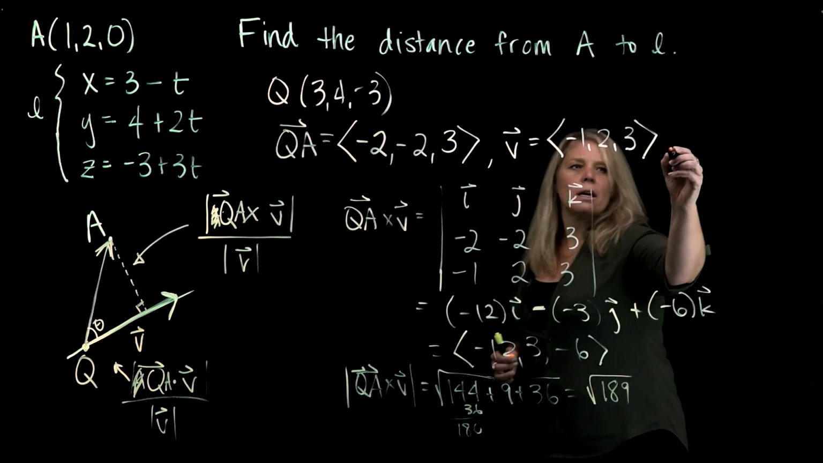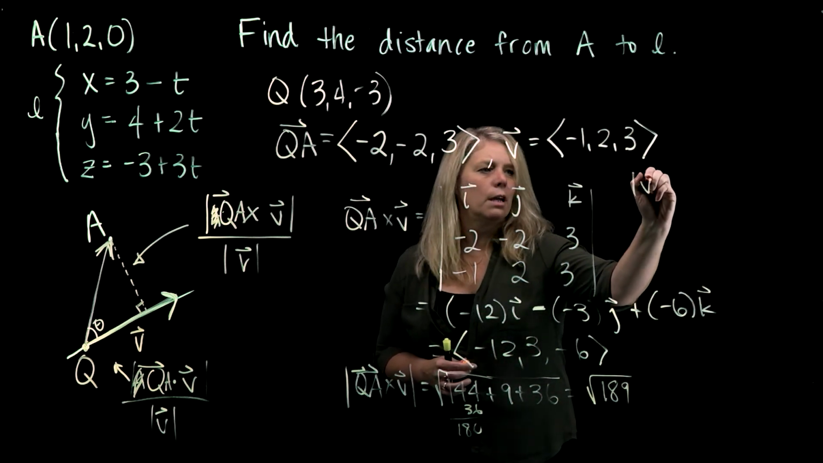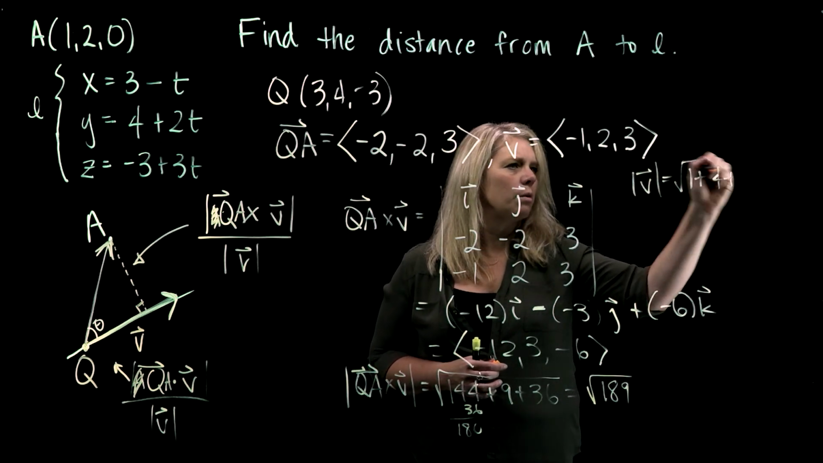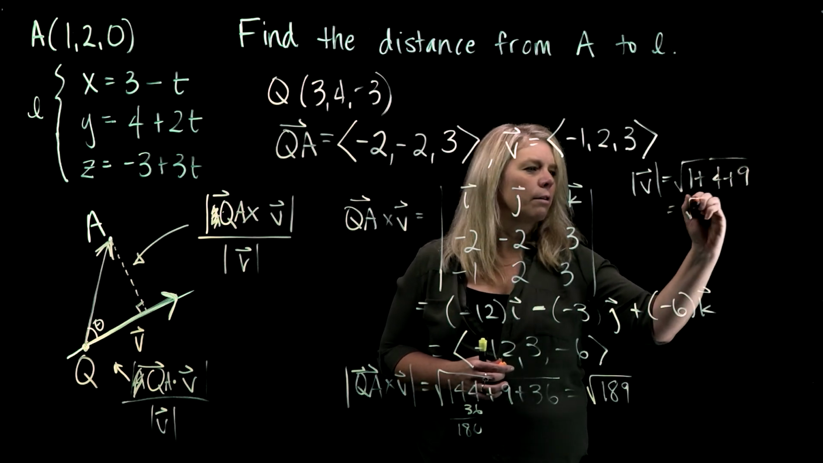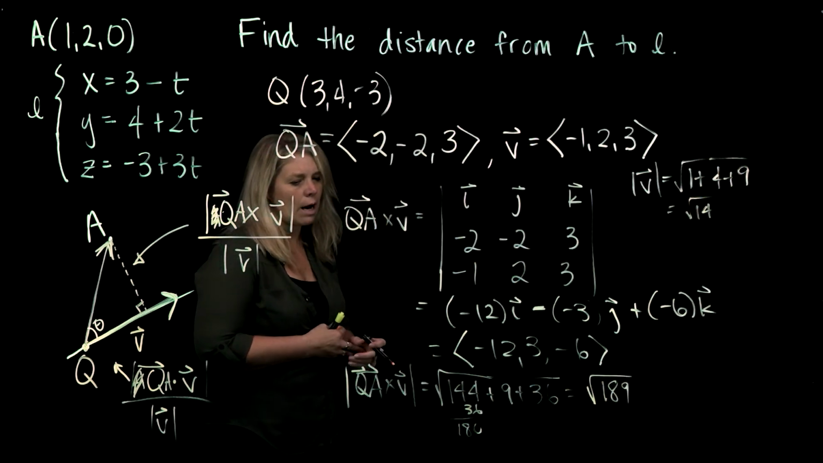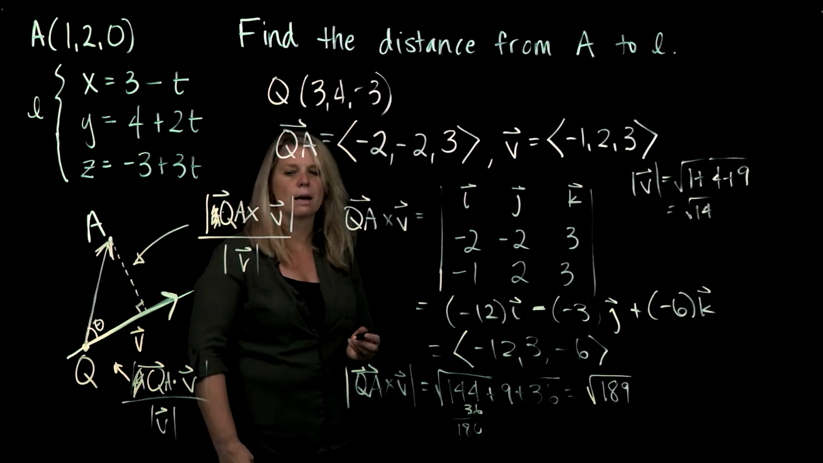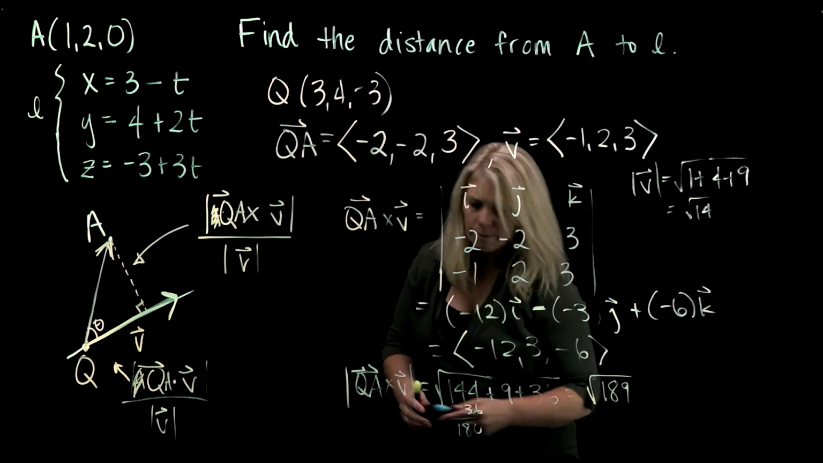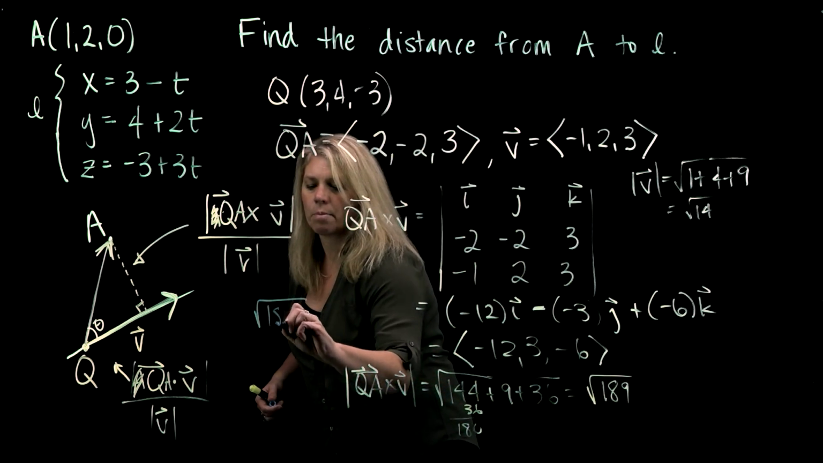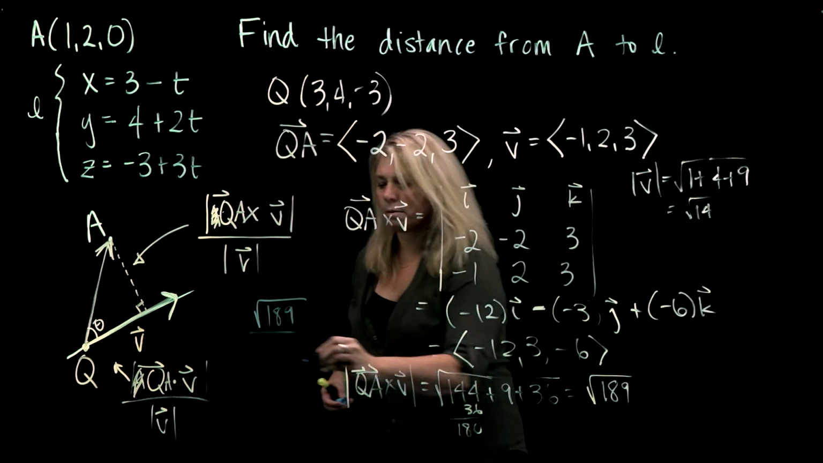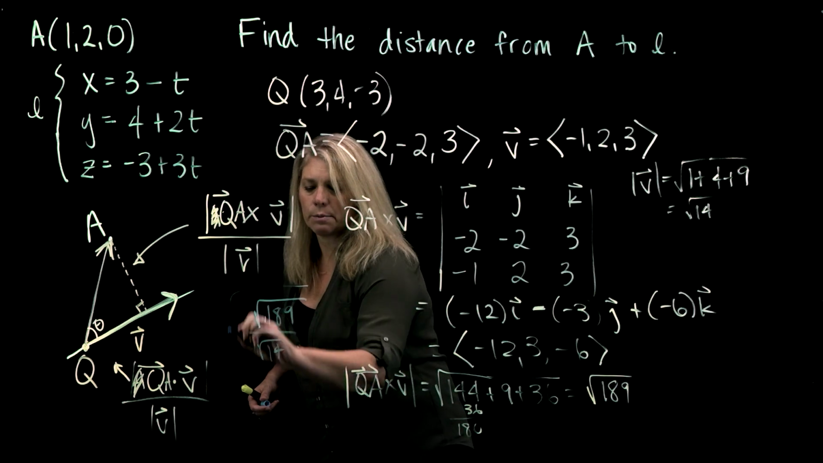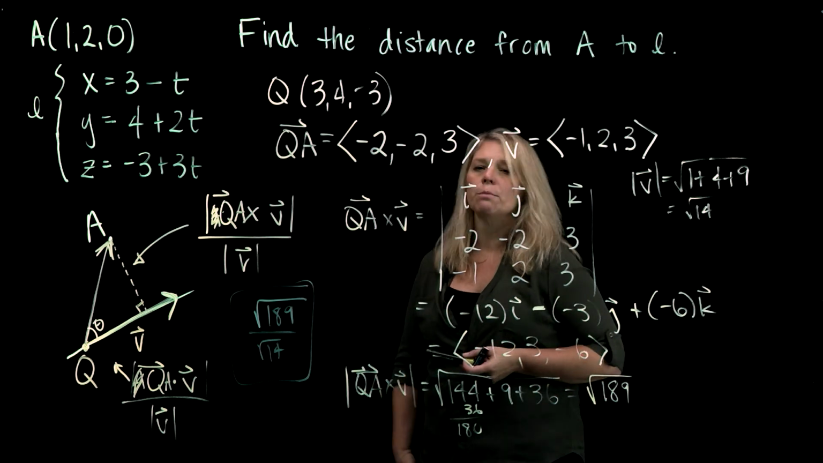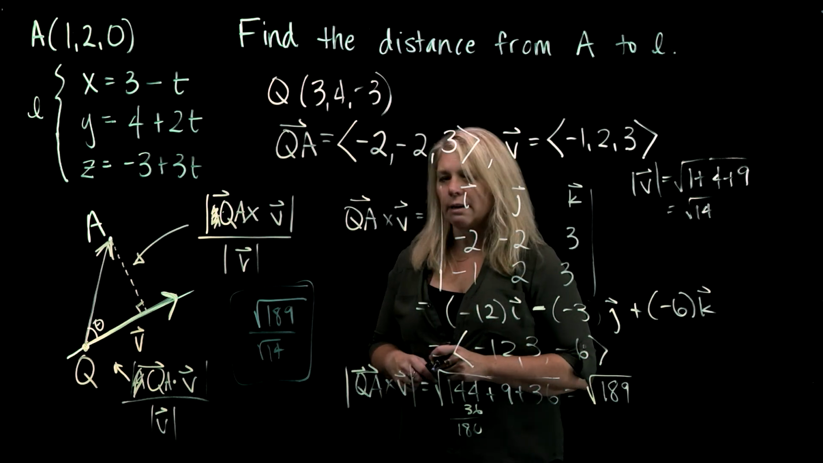And then the magnitude of V: square root of -1 squared is 1, plus 2 squared is 4, plus 3 squared is 9. Square root of 14. Okay, so now we just need to find the distance that we were after to start with. So the magnitude of QA cross V, square root of 189, and the magnitude of V, square root of 14. It's possible to simplify with radicals if you want to, but it should be equivalent in this form. I'm okay if you leave it in that form.